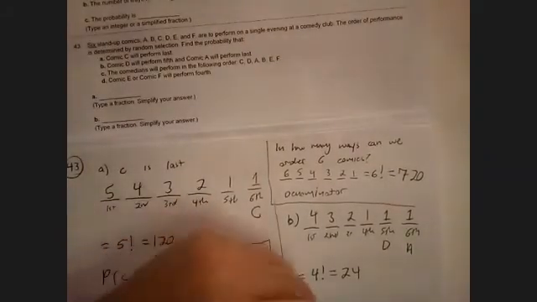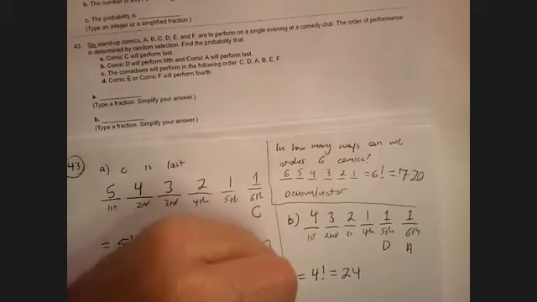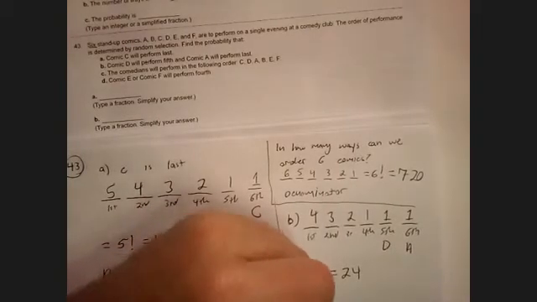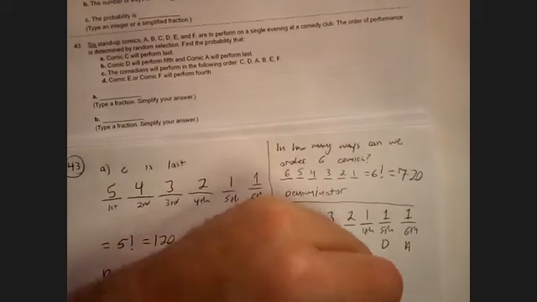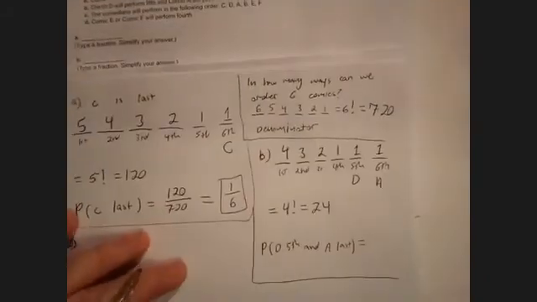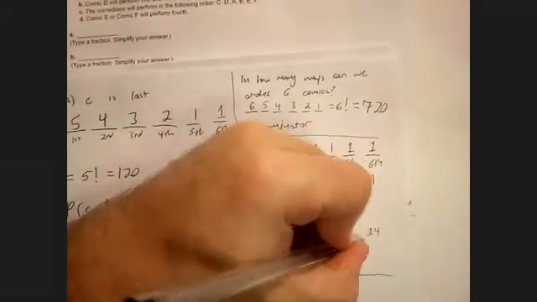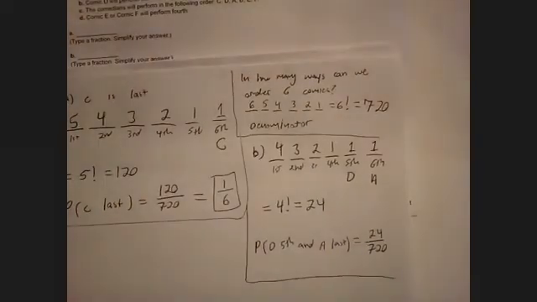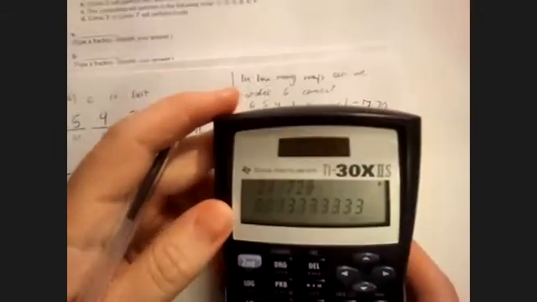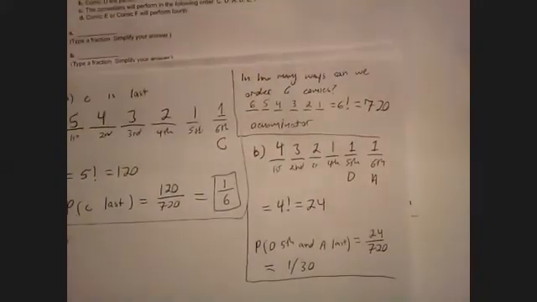So the probability of D 5th and A last is going to be 24 over my total, which was 720. So if I type that in, surely it will reduce. So 24 divided by 720. Fix it with my second PRB. I'm going to end up using that a lot. 1/30. All right.